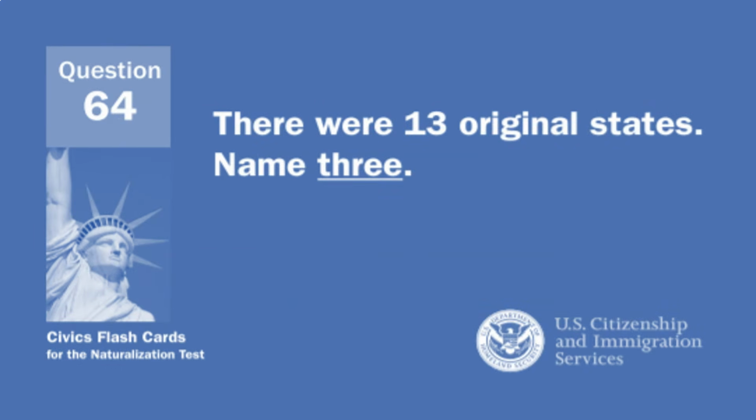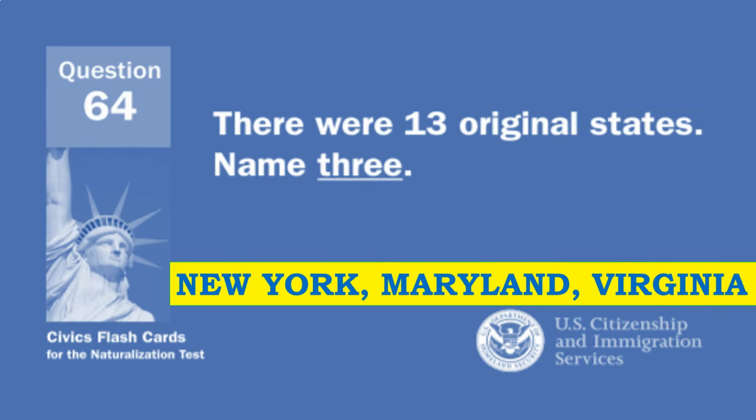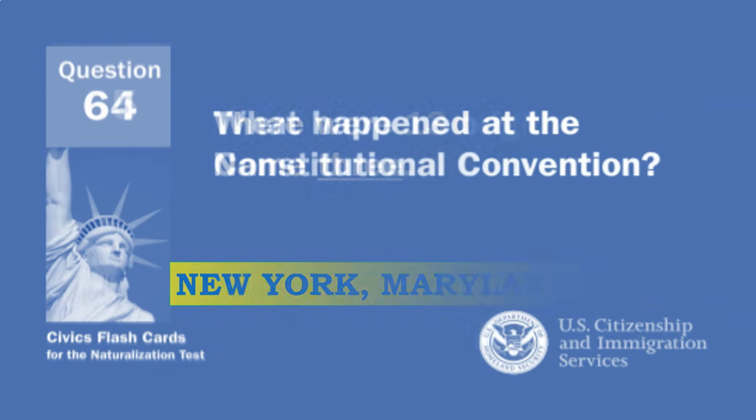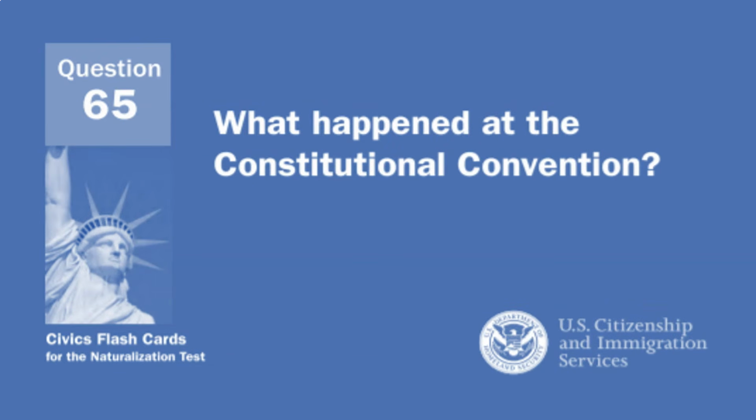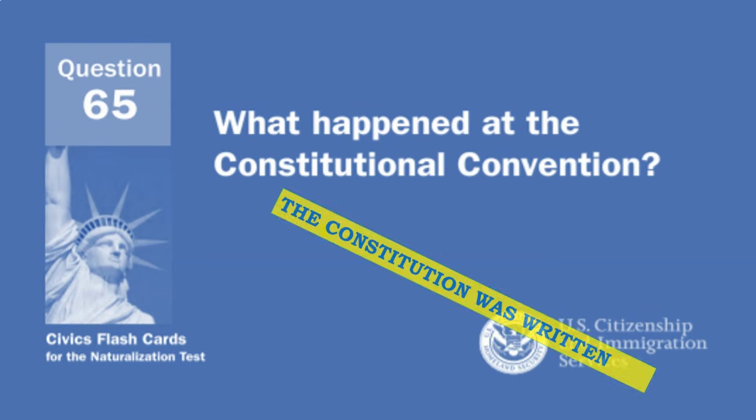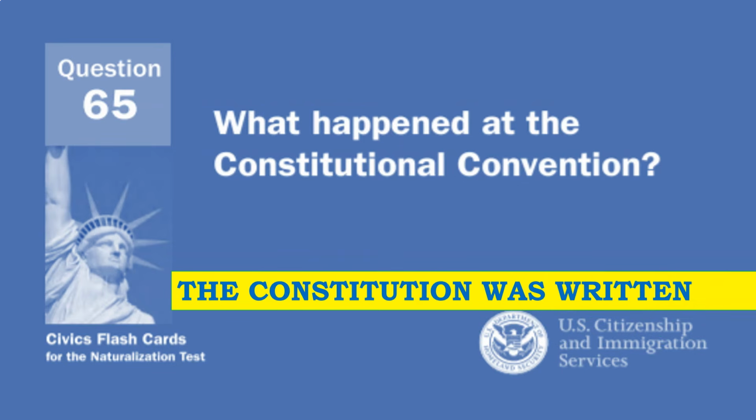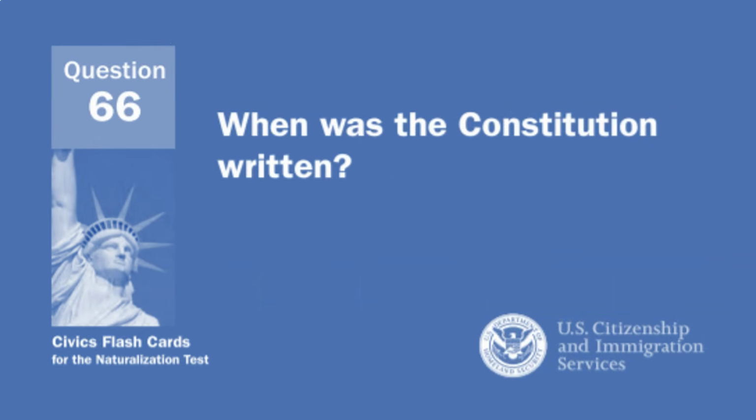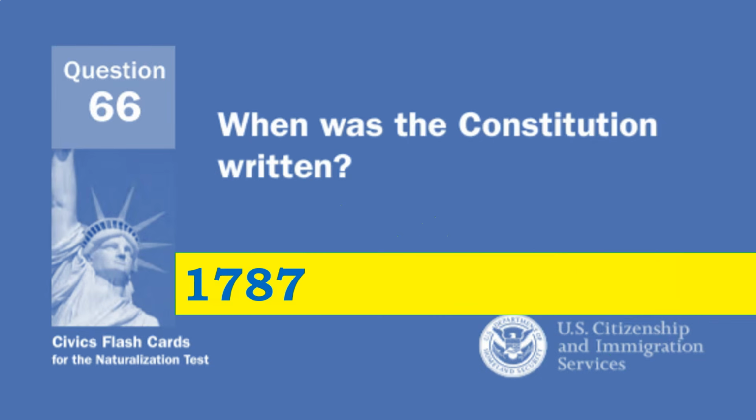There were 13 original states. Name 3. New York, Virginia, and Maryland. What happened at the Constitutional Convention? The Constitution was written. When was the Constitution written? In 1787.